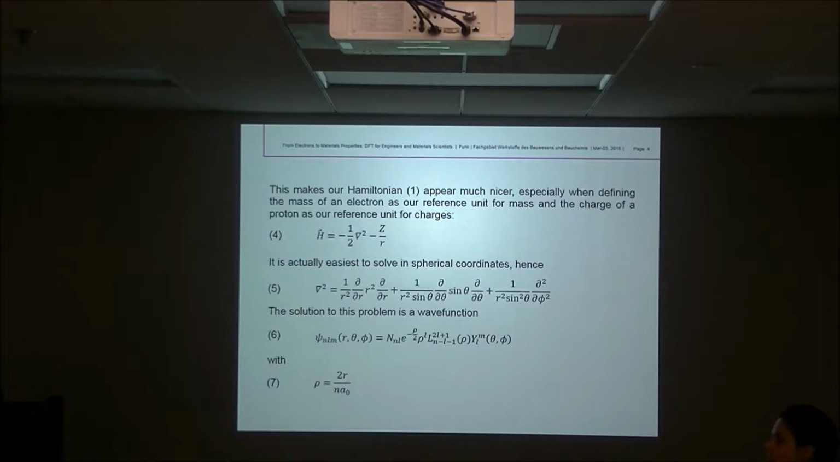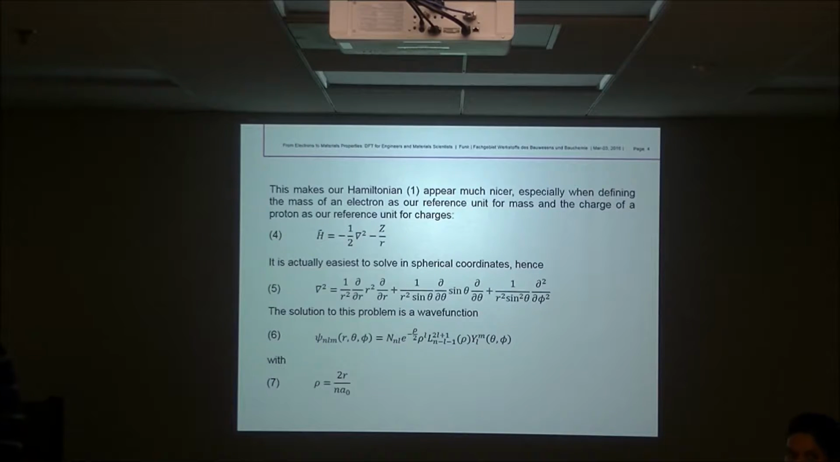And what we also know is that we have an L of 1, so we are in a p orbital. So what we actually see is something like this. Plus, minus, and plus, minus. This is our orbital for this case.